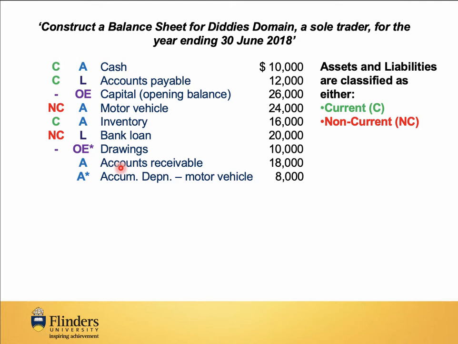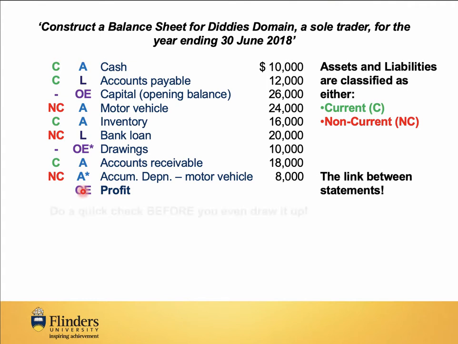Accounts receivable is a current asset because the business expects to receive this in less than 12 months. And accumulated depreciation is depreciation of the non-current asset. So it's a contra asset, but it's a non-current asset. Remember the profit that we calculated in the previous slide in the income statement? That's the link between the two statements. So that will also be included in the owner's equity section when you draw up the balance sheet.